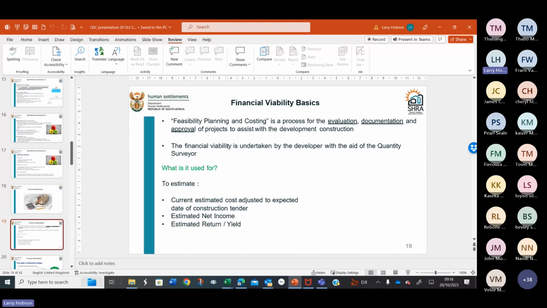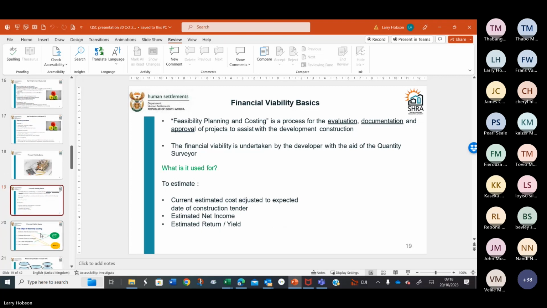Okay, so let's get back to financial viability basics. This is about the financial viability of a project. What do we need? We need the estimated cost. We need the estimated net income. And we calculate the estimated return or yield.